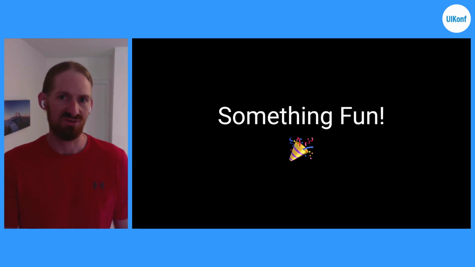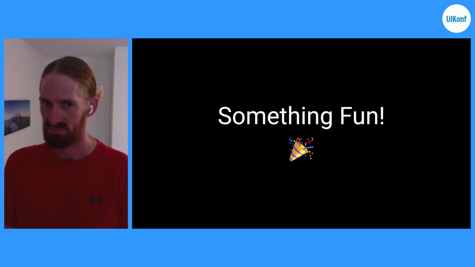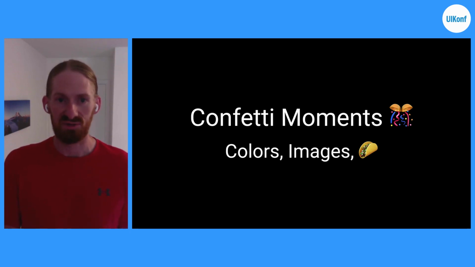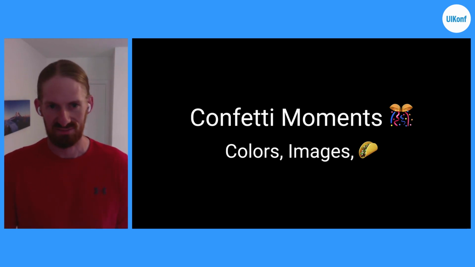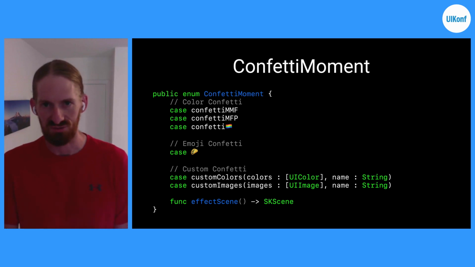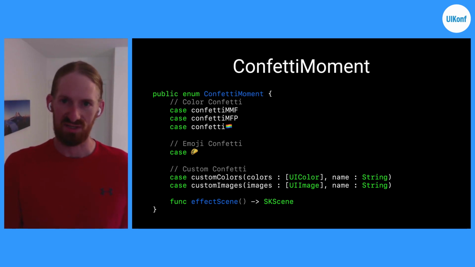I wanted to end this talk with something fun by sharing one of my favorite real-world enums that I've created. During a recent hackathon project, I added Easter egg confetti effects to the MapMyRun and MyFitnessPal apps. I used an enum to define the type of confetti we could show, including custom colors, images, or even emoji. We have some colors and emoji confetti moments pre-specified, and 2 additional cases for specifying custom colors and images. Each case just needs to return an effect scene for creating the confetti in SpriteKit.